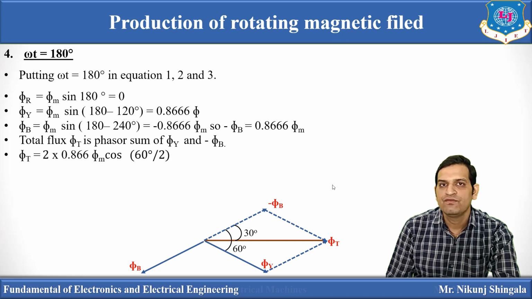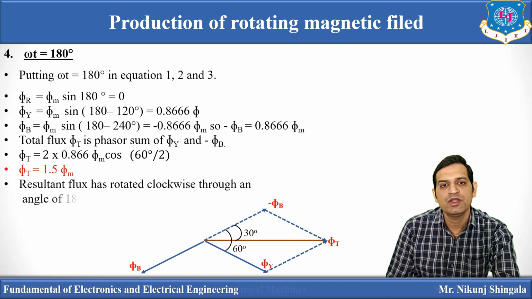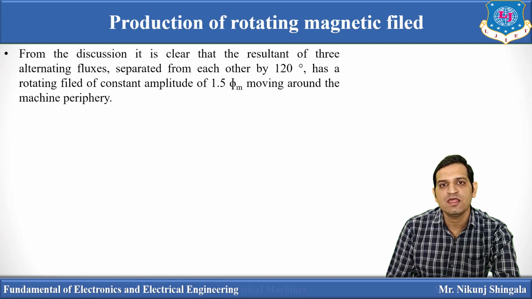So resultant flux phi t is equal to 2 into 0.866 phi m cos 60 by 2. So phi t is equal to 1.5 phi m. So again, in this case we are getting the same resultant flux, that is 1.5 phi m. But here resultant flux is rotated clockwise through an angle of 180 degree from its instant at 0 degree. So from all this discussion, we can say resultant of three alternating flux separated from each other by 120 degree has a rotating field of constant amplitude, that is 1.5 phi m, and moving around the machine periphery.